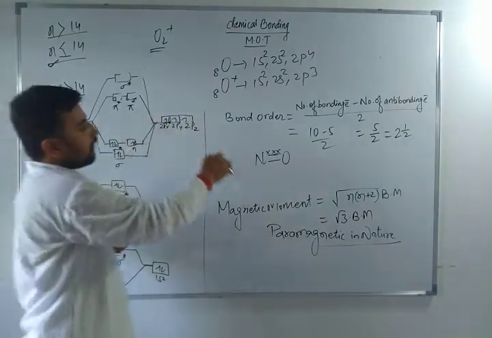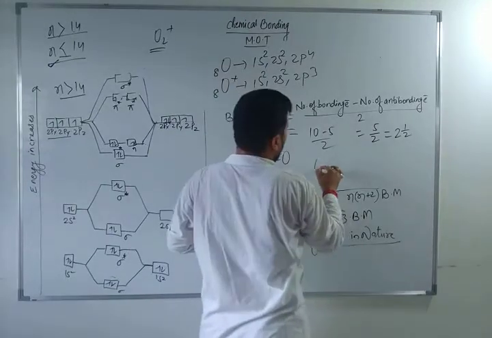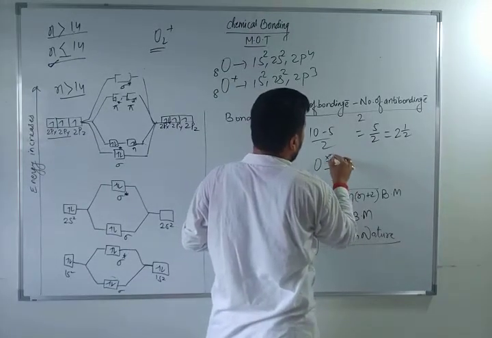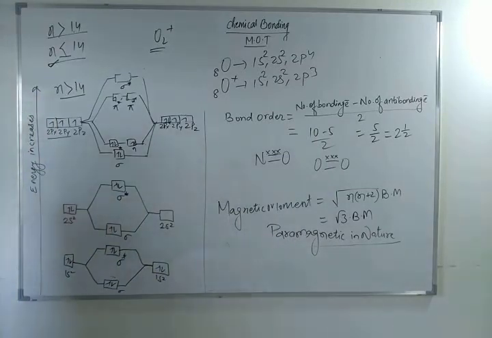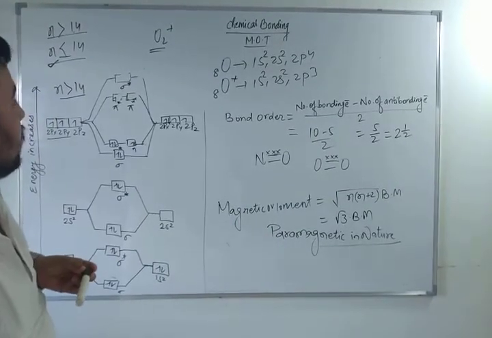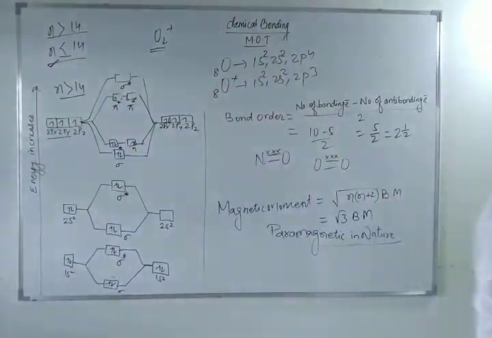If anyone asks you what will be the bond order of O2 plus, the bond order will be 2.5. Got it? Have you understood or not? This is the main concept of molecular orbital theory. I hope all of you have understood this concept. If you have any doubt related to this concept, then you can drop your doubt into the comment box section.